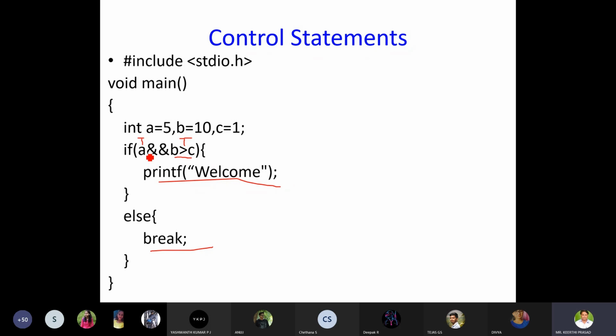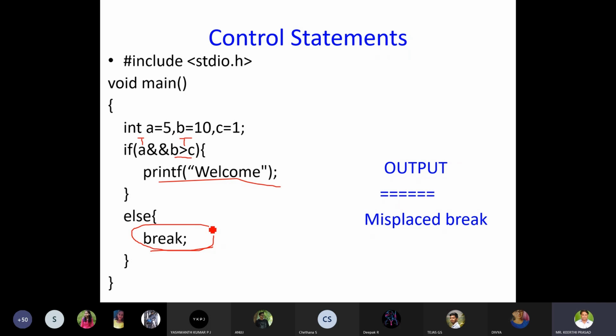So in interviews, they might confuse you by asking these types of questions. You need to think in terms of compilation also. For writing this break, you will get a compilation error saying misplaced break.